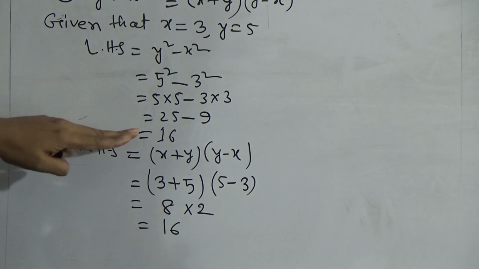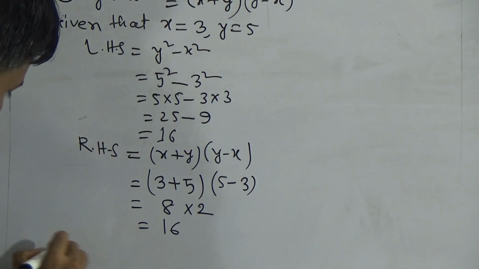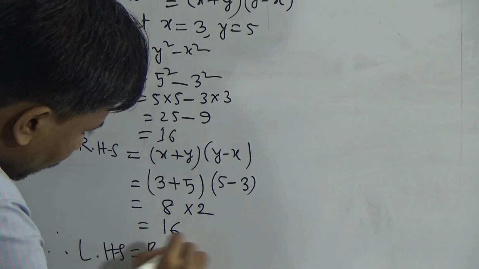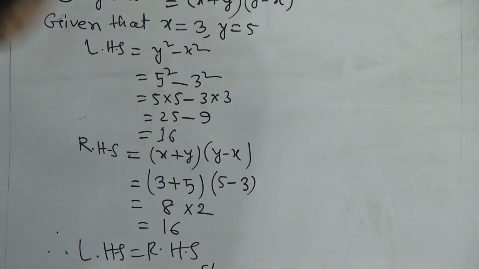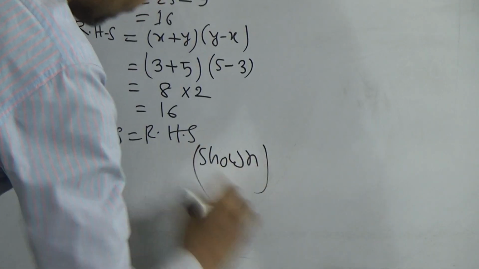Now see, left hand side is 16 and right hand side is also 16. Therefore, left hand side equal to right hand side. You have to show that. That means you have to write shown.